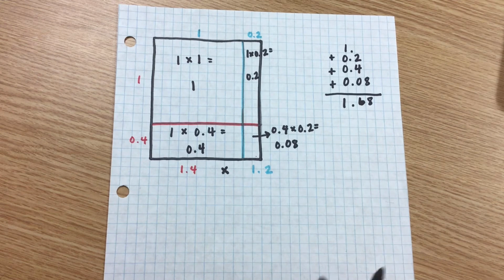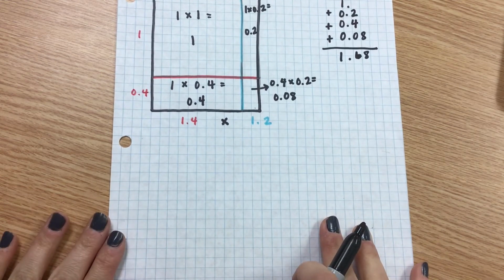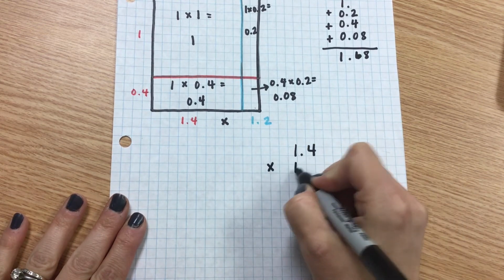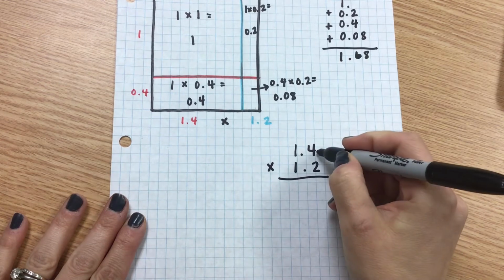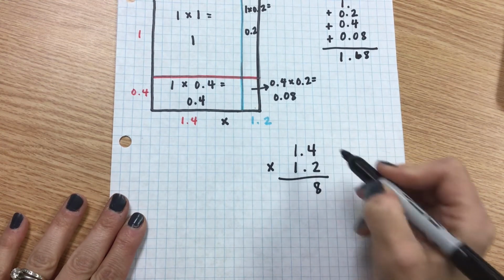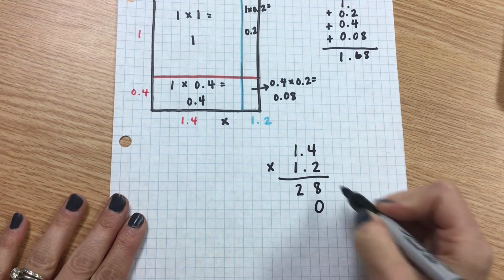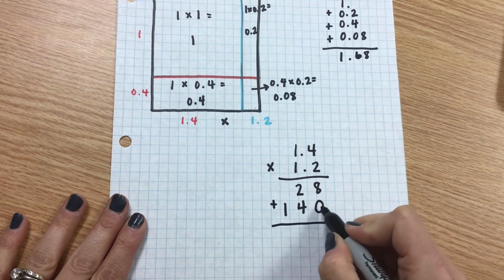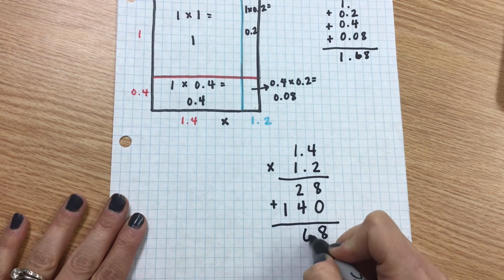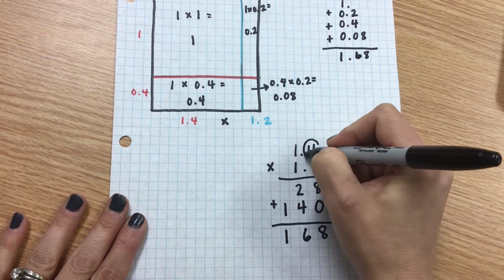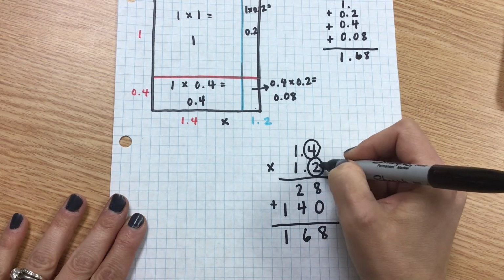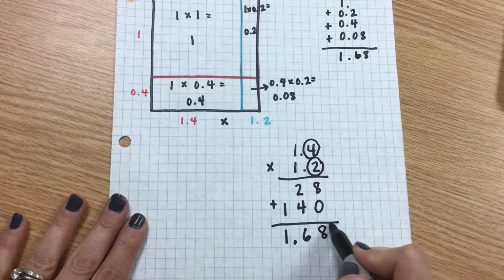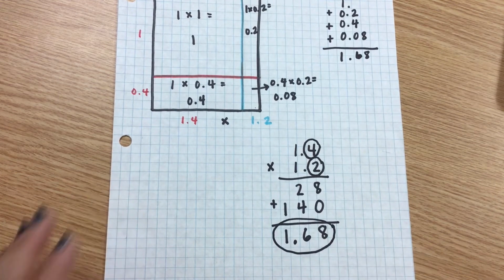1 and 68 hundredths. Another way we're learning in class that we can multiply these is just like we would multiply any normal numbers. 2 times 4 is 8. 2 times 1 is 2. Put my 0 placeholder. 1 times 4 is 4. 1 times 1 is 1. Add. There are 2 numbers behind the decimal point in my problem. So that means there are going to be 2 numbers behind the decimal point in my answer. So my answer is 1 and 68 hundredths.